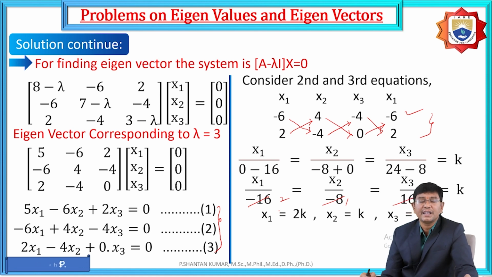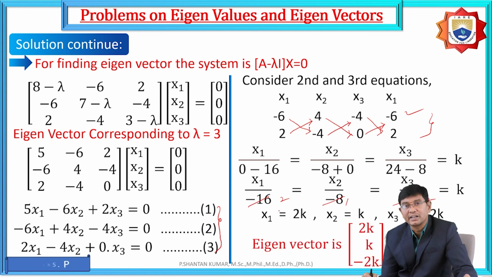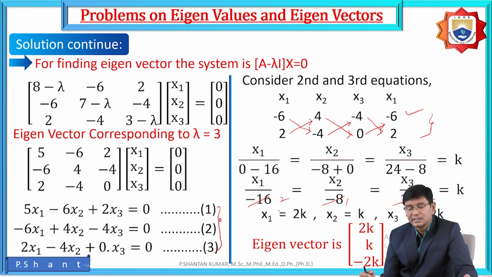Based upon that, by taking any k as any real value, we get the eigenvector corresponding to the particular lambda equal to 3. Therefore for lambda equal to 3, the eigenvector is 2, 1 and minus 2.